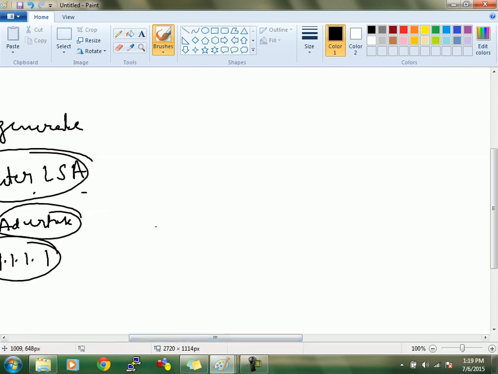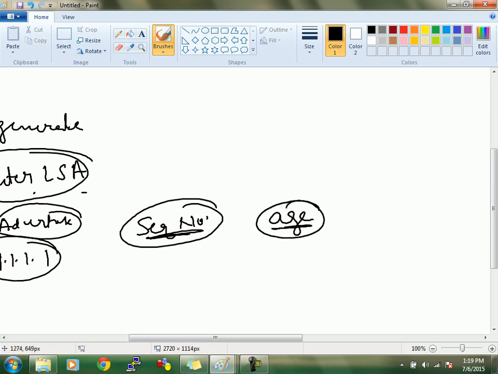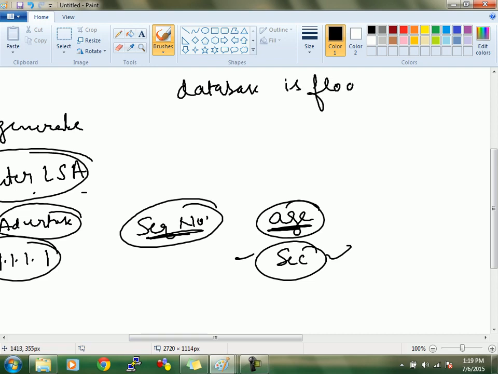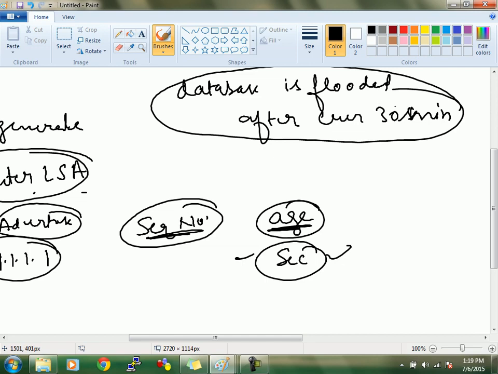Next thing that will come into place, there will be a sequence number with every database. This thing is clear, and after that there is something called age. What is age? Age is represented in case of OSPF, database is flooded after every 30 minutes, or you can say 1800 seconds.